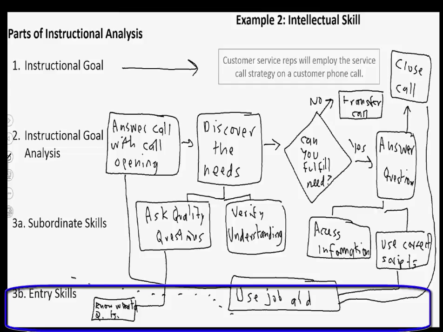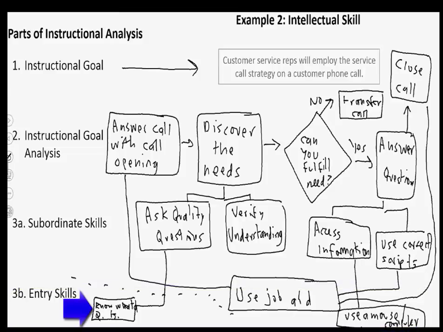So for accessing information on the database over here on the right, an entry skill would be being able to use a mouse and computer. You can see how these entry skills are things we assume they already know, but things they would need to be able to do to learn the subordinate skills. We'll teach them the subordinate skills in the training. We'll teach them the steps in the instructional goal analysis so that they can achieve the major goal. So this is how I would start out doing this instructional analysis. Once again, it's not perfect, but it gives you a start to start thinking about it, and then you can refine it and improve it before you create your final product.